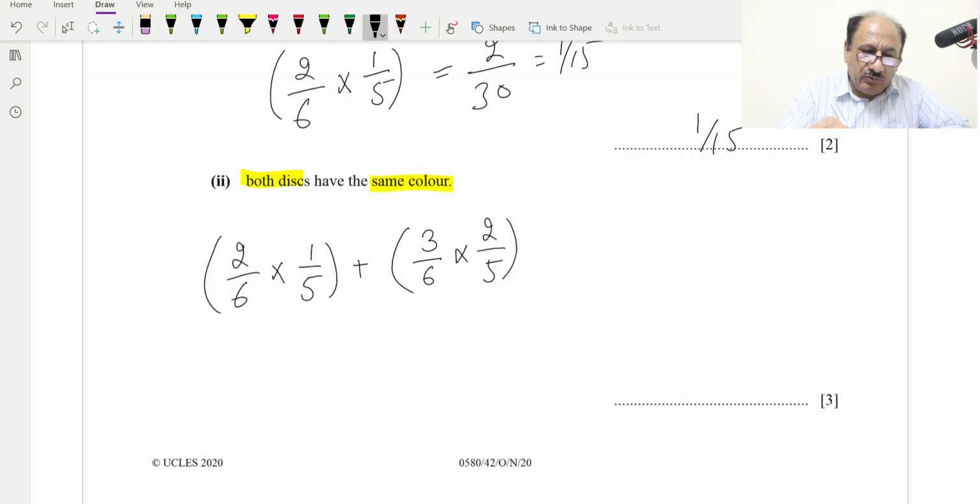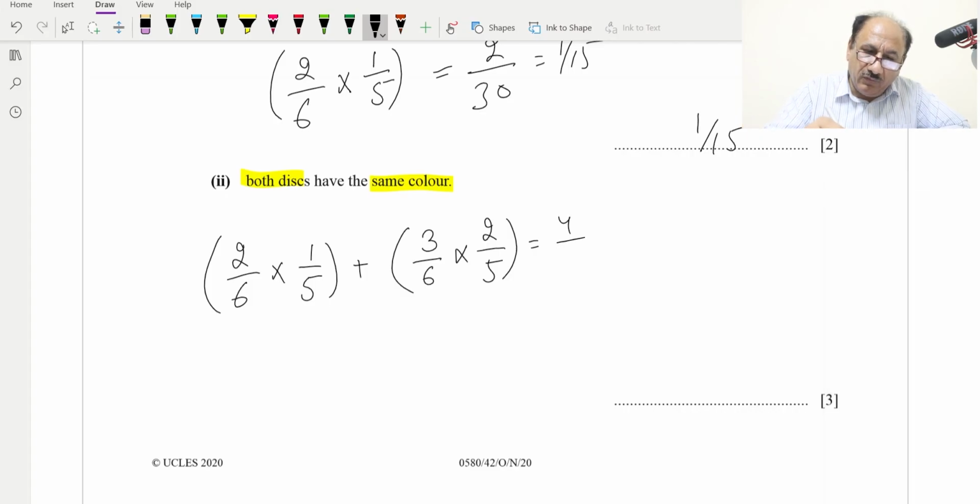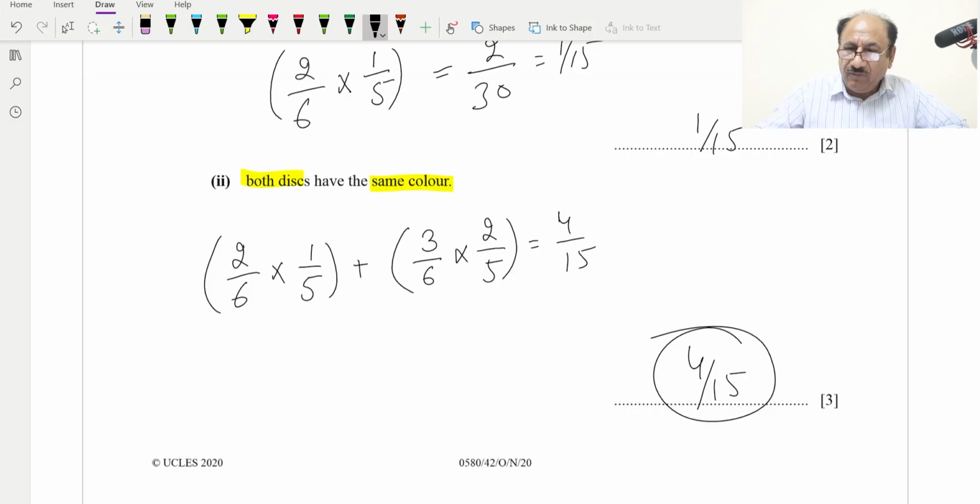This one we can calculate with the calculator. So this will be 2 out of 6 multiplied by 1 out of 5, plus 3 divided by 6 multiplied by 2 out of 5, and put brackets. The answer is 4 out of 15. 4 over 15 will be the probability. 4 over 15, this will be our final answer.